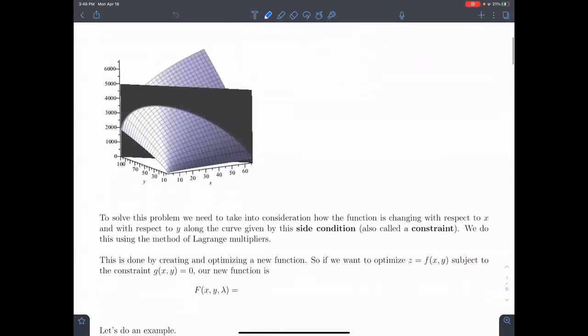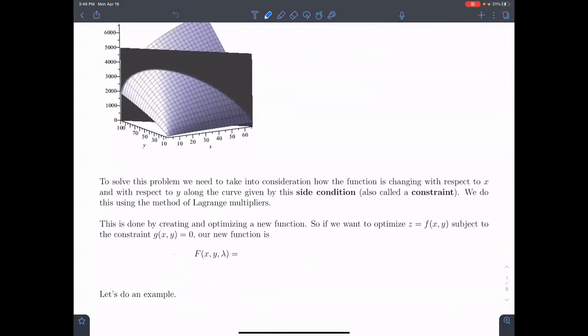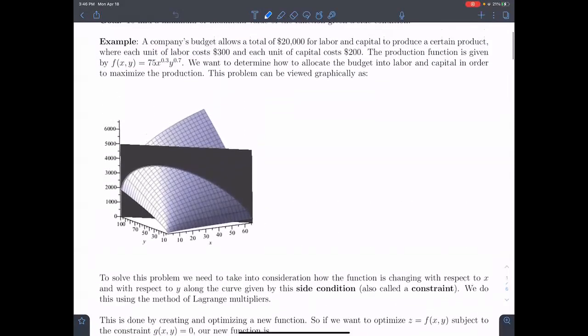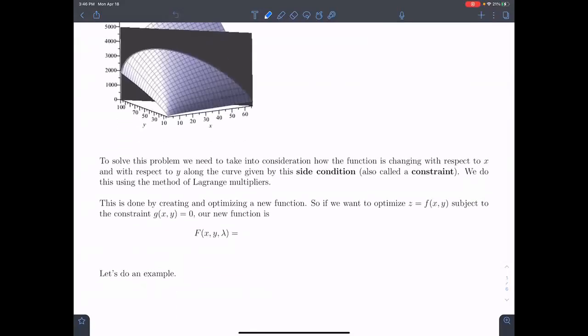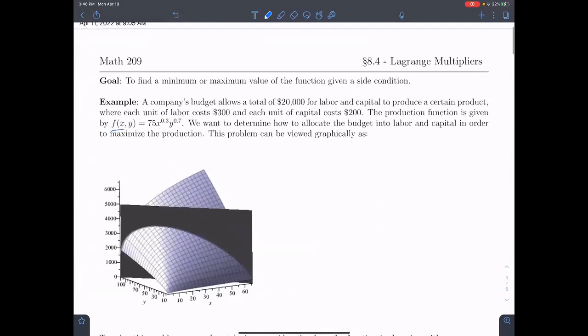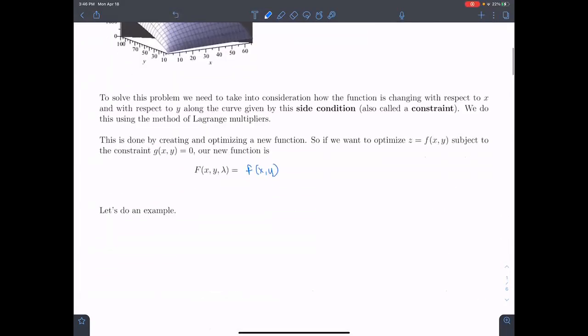So the way that we're going to do this is by creating and optimizing a new function. This method is called Lagrange multipliers. You have the side condition, which is a restraint, and in the example we were just looking at, that side condition is the amount of money that they can spend on labor and capital. So we would create this new function, F of x, y, and lambda. That third variable is lambda. You're going to take whatever your function is, in this case the production function for this company, plus lambda times your restraint, whatever the restraint function is that is given to you.